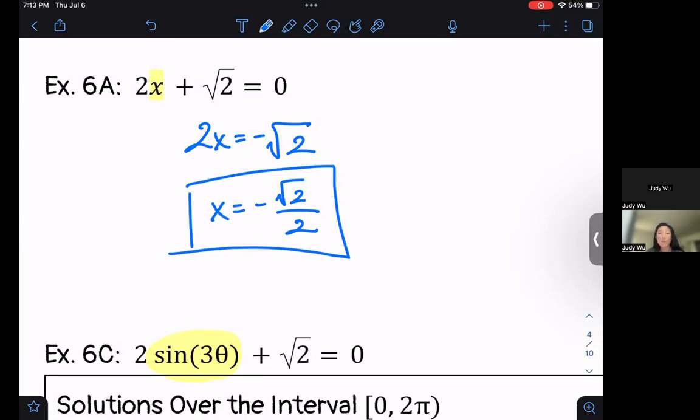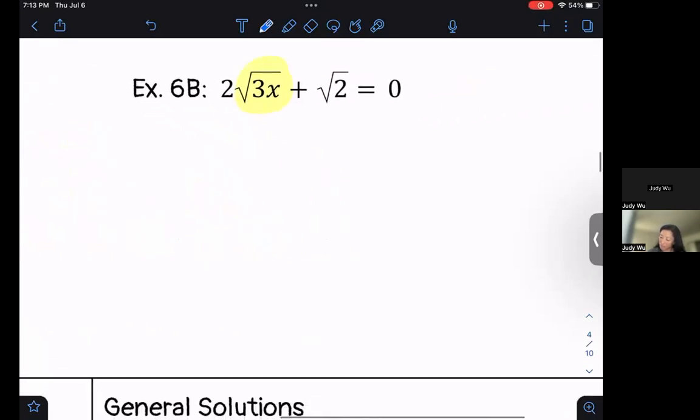Now, we want to make sure we're leaving things in exact form here. So we don't want to turn this into a decimal. We want to leave it as it is. All right, on to 6b.